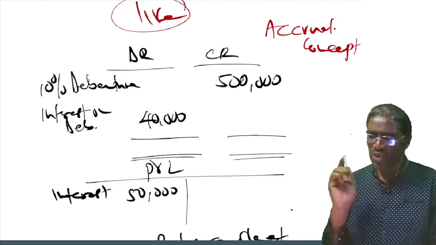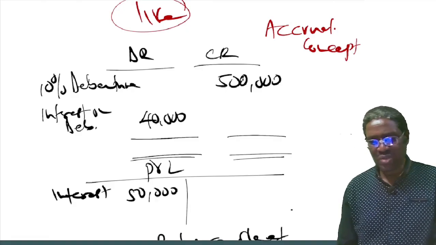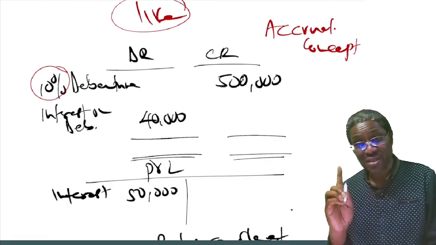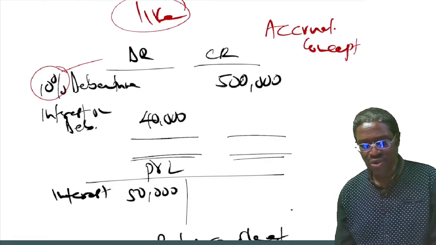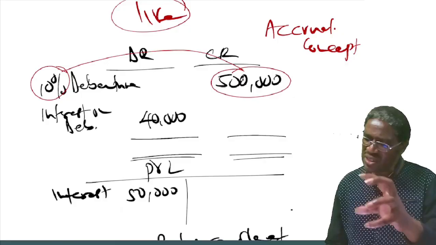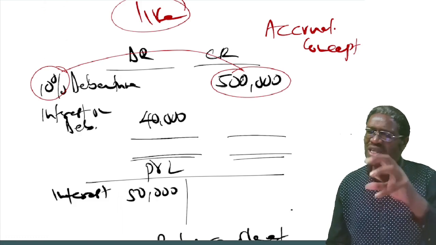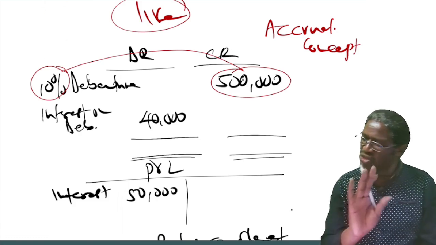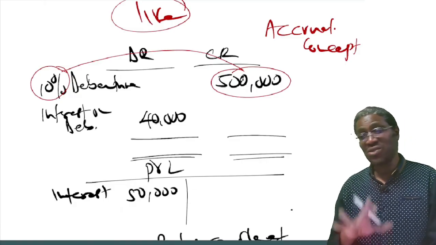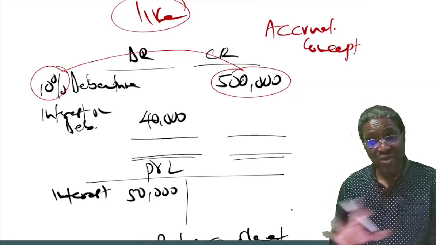Listen. If you look at this trial balance, this company has a 10% debenture. So every year they are supposed to repay the debenture with an interest of 10%. 10% of 500,000 is 50,000. That's what they're supposed to be paying every year as interest. Whether they have paid it or not, that is not the concern of the income statement.